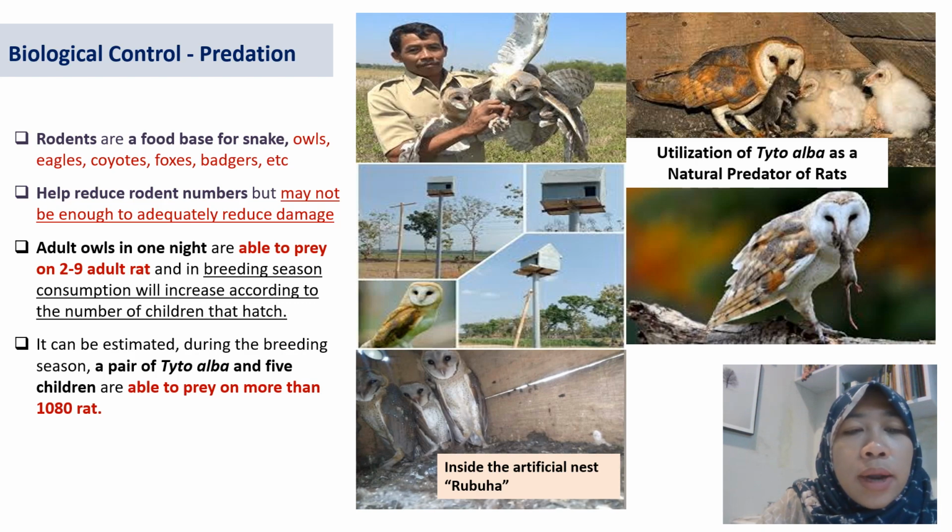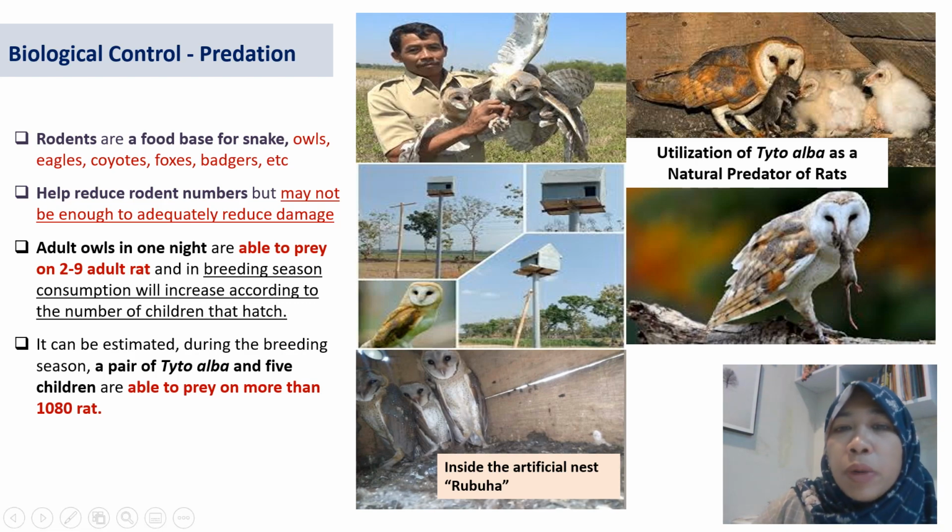An adult owl in one night is able to prey on 2 adult rats. In a breeding season, consumption will increase according to the number of children that hatch. If they give birth to a lot of children, a lot of young ones, they will hunt more and more. A pair of Tyto alba and 5 children are able to prey on more than 1,080 rats. It's a really fantastic number.